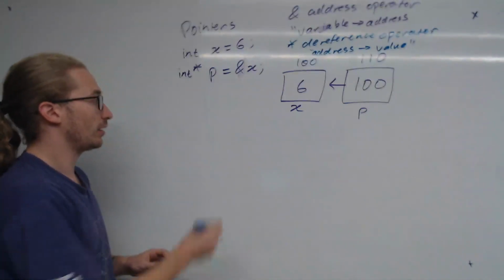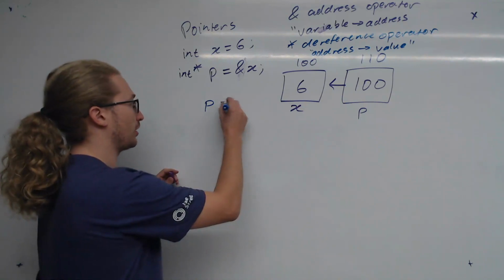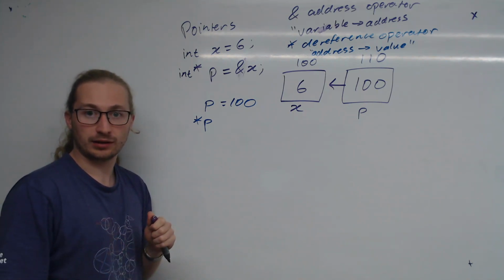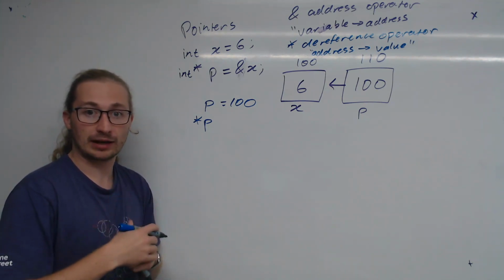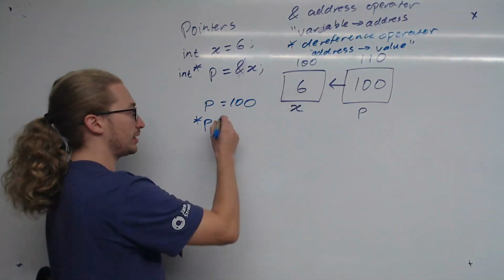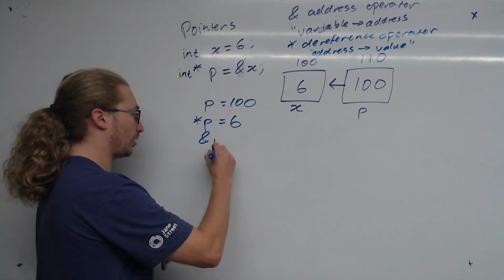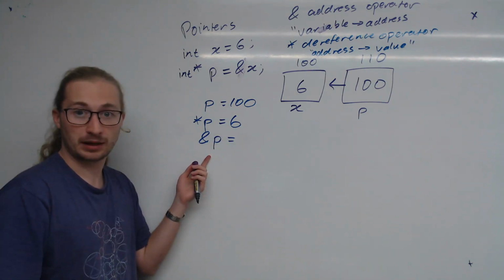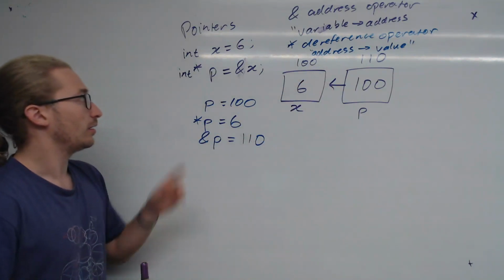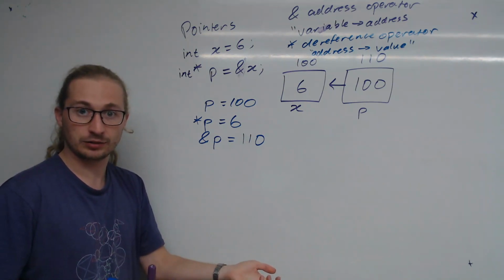So for example, if we were to just ask C what the value of p is, of course that's going to be 100. If I asked for star p, this would be not the value of p, but the value of the thing that p points at. In this case, p points to x, and x is 6, so star p would be 6. We could also use the address operator on p, which would be not the value of p, but the location of where p lives, which would be 110. Because x is an int, and p points to x, that makes p an int pointer.